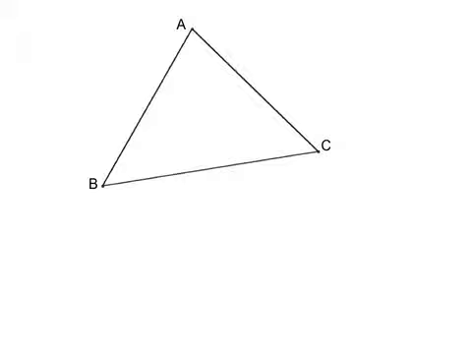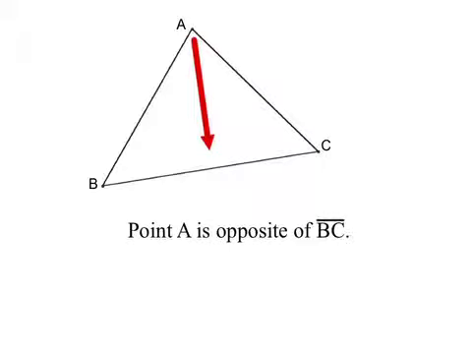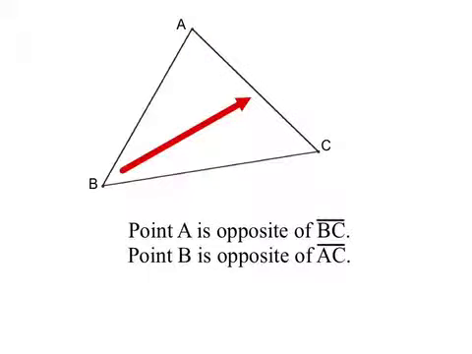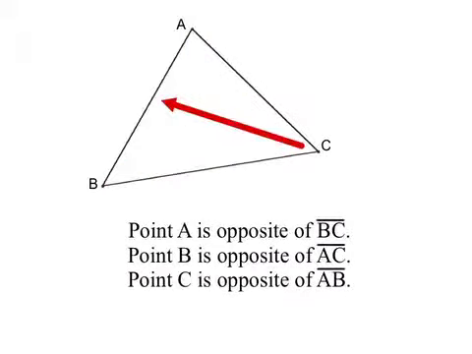Well, each vertex is an endpoint of two of the sides, and it is not a part of the third side. It's that third side that we say is the opposite side to the vertex. So in this case, point A is opposite of side BC. Point B is opposite of side AC, and point C is opposite of side AB.